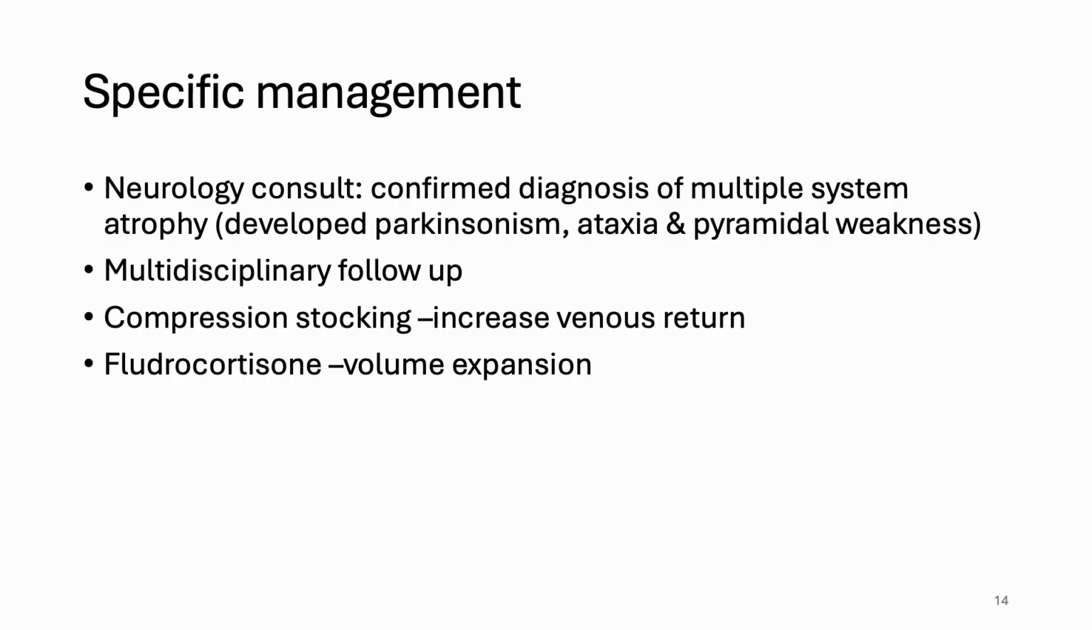The specific management outline for this gentleman with significant postural hypotension and features of severe autonomic dysregulation of a neurodegenerative cause is to obtain a neurology consult. He was later confirmed to have multiple system atrophy when he developed Parkinsonism, ataxia, and pyramidal weakness during the follow-up. The management would be multidisciplinary. Specifically for the postural hypotension, we can offer compression stockings. This is to increase the venous return and reduce the venous pooling at the extremities. We can give fludrocortisone, which is a mineralocorticoid, for volume expansion.